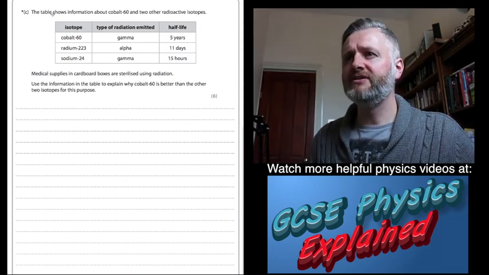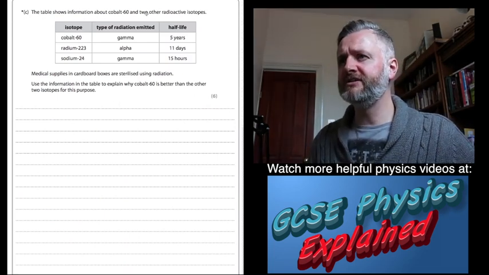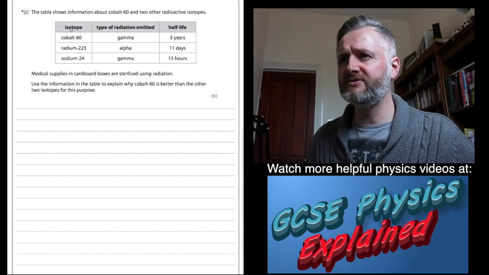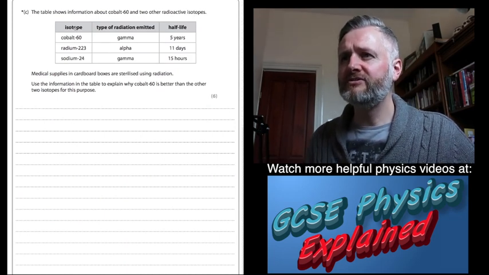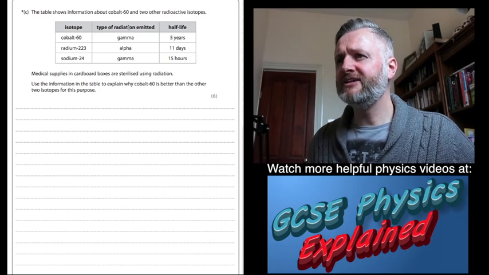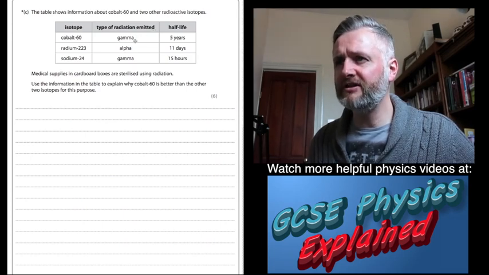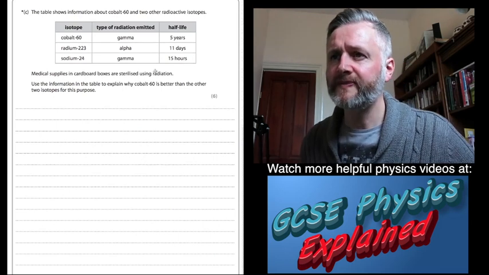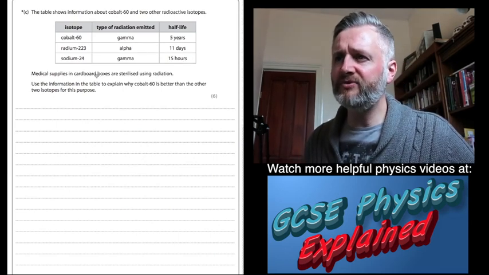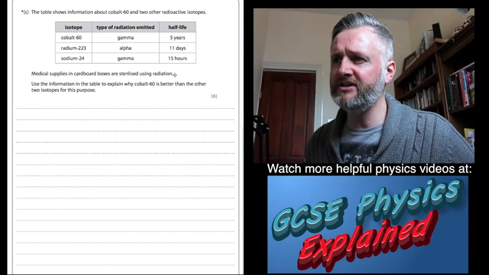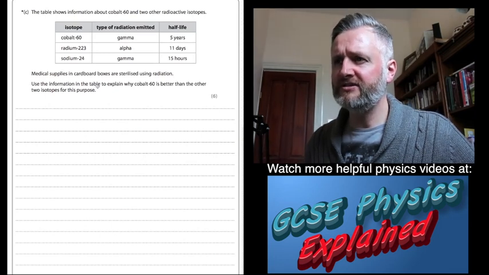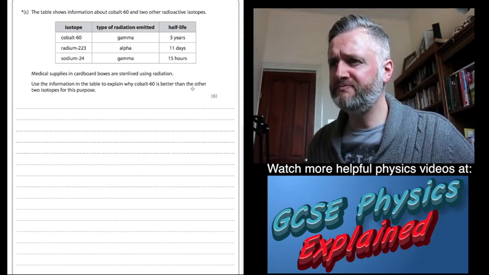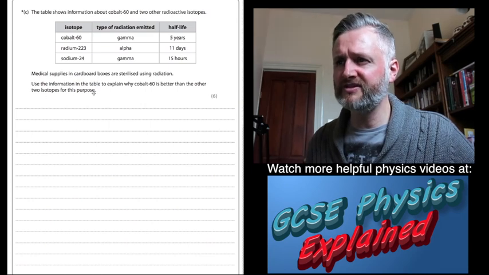Part C. The table shows information about cobalt-60 and 2 other radioactive isotopes. Right, what's going on here? So there's 3 different isotopes, tells you the type of radiation that gets emitted, so that one gives off gamma, that one gives off alpha, that one gives off gamma. Half-life, that one's 5 years, 11 days and 15 hours. Medical supplies in cardboard boxes are sterilised using radiation. Use the information in the table to explain why cobalt-60 is better than the other 2 isotopes for this purpose.